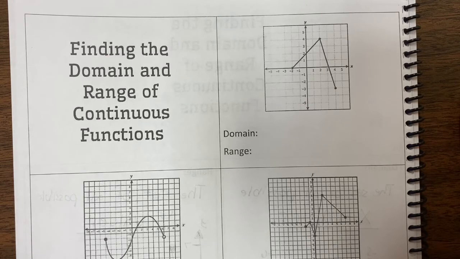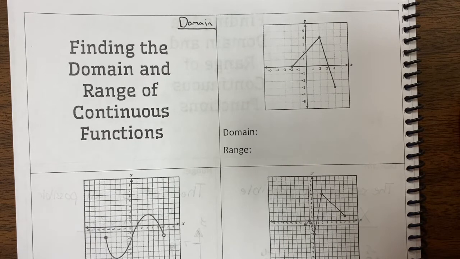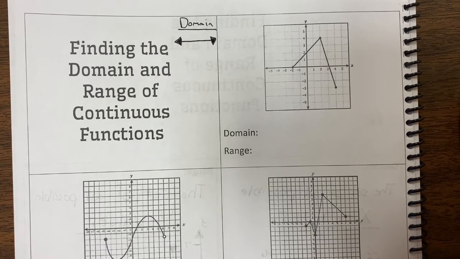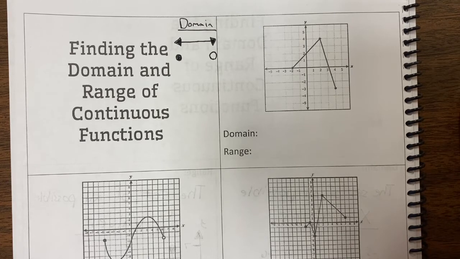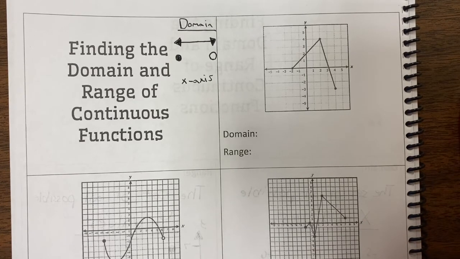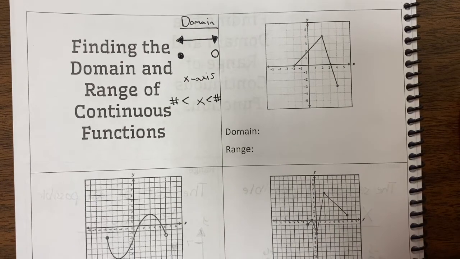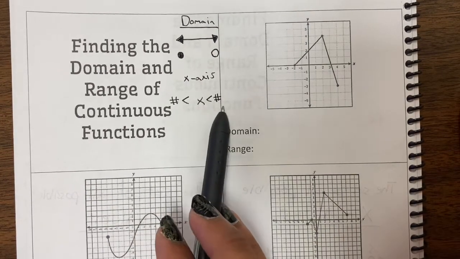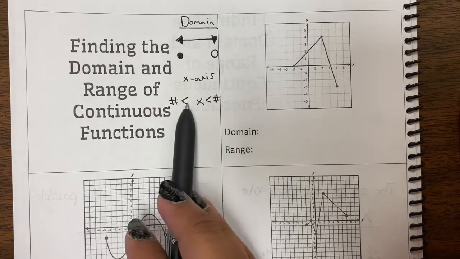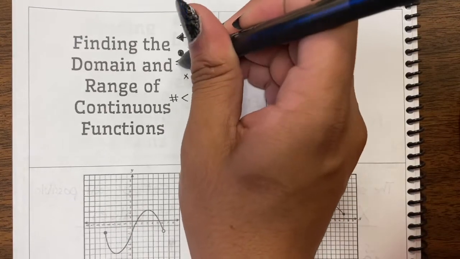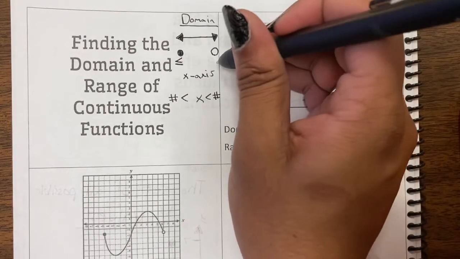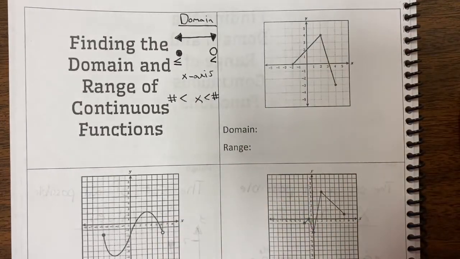So remember, when we're finding the domain and range, we're looking for very specific things. For domain, we're looking to see how far left to how far right. We're looking to see if there's an open or closed circle at that point. And we're looking to see on the x-axis, what values are those. And remember, we're going to write it in this order: a number is less than x is less than a number. But these symbols are going to change depending on if we have a closed circle, which would mean we're using this symbol, or if we have an open circle, which means we're using this symbol. So those are the things we're looking at.